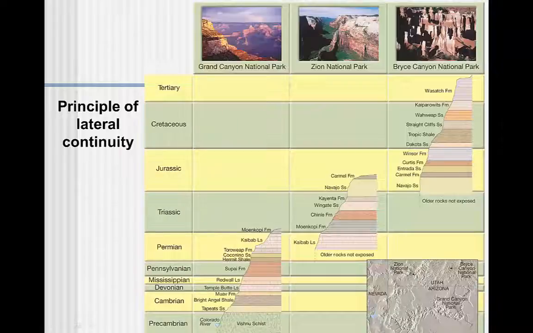Your book uses the example of national parks in Arizona and Utah. The uppermost rocks in the Grand Canyon correlate to the lower rocks in Zion. The uppermost rocks in Zion correlate to the lower rocks at Bryce Canyon. So even though there is no overlap between the Grand Canyon and Bryce Canyon, we can still determine that the rocks at Bryce are younger.